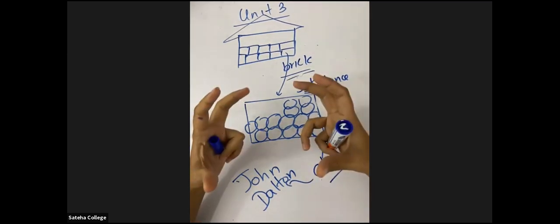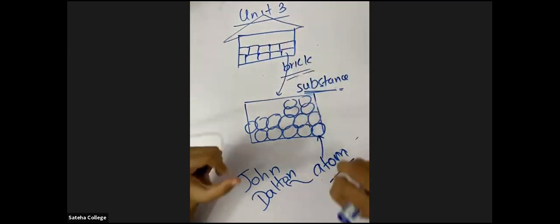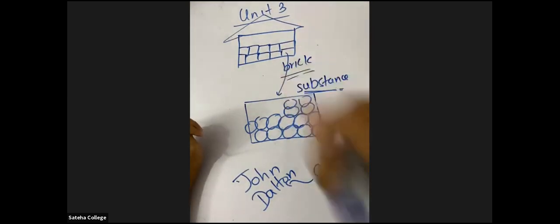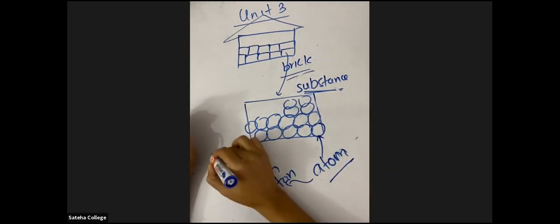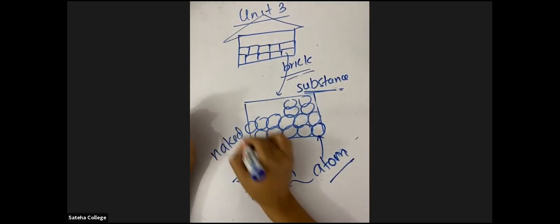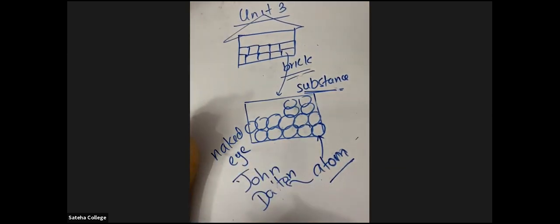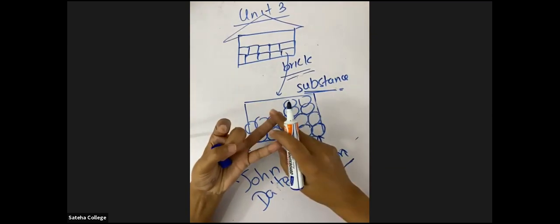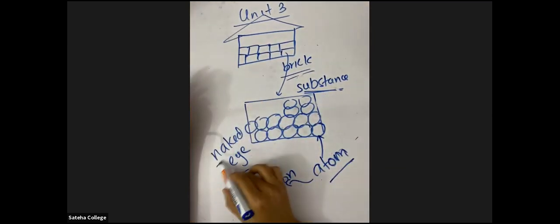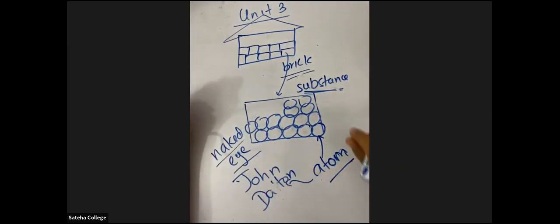I'm taking a brick and I'm keeping it in front of you. Now, what am I saying? Show me the atom. Can you show me the atom? Can't. Why? Because an atom cannot be seen with the naked eye. What do you mean by naked eye? Without using any microscope or any specs or anything, an atom cannot be seen with the naked eye.